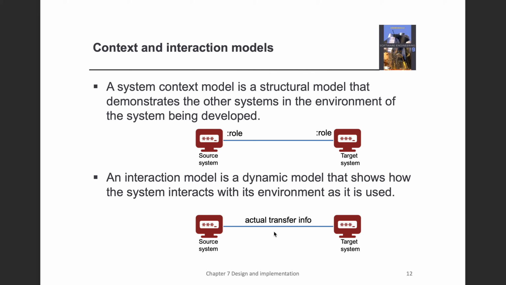And then when you look at the interaction model, we also look at the dynamic model that shows how the system interacts with its environment as it's being used. In the first context model, we talk about the roles that they play, but here we are looking at the interaction of the two systems, how it's being used. Let's say there's a transfer of actual information from one system to another. That's why we see that an interaction between the two systems is happening.